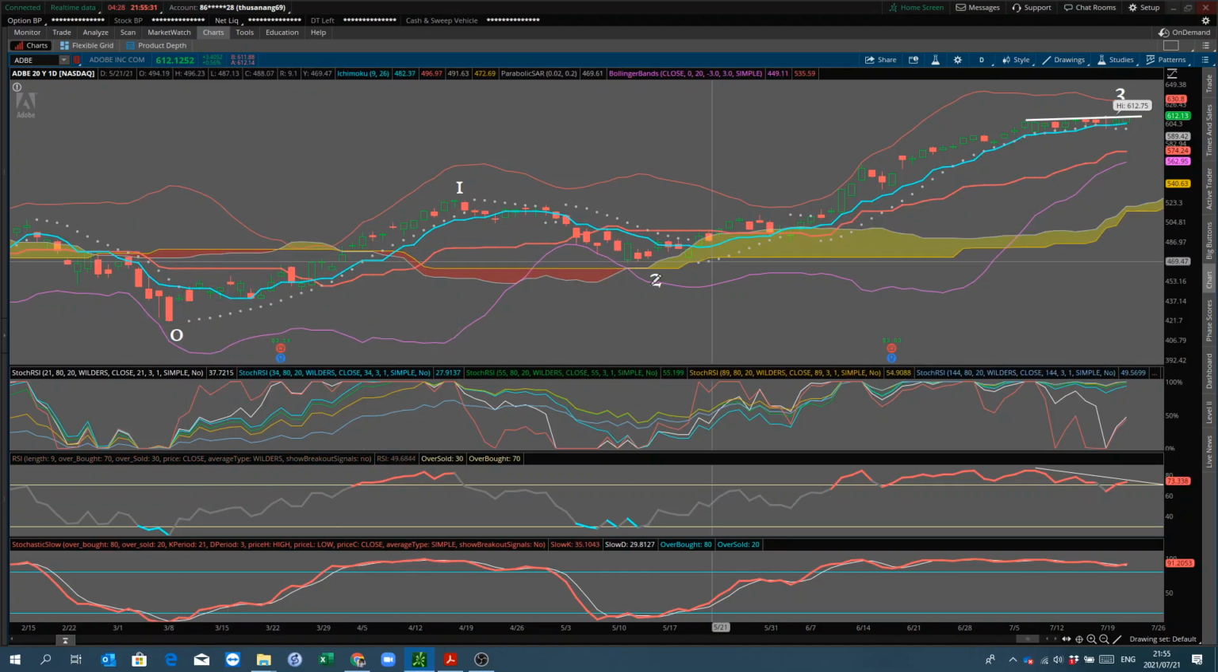Then I went 1, 2, 3. How do I decide which one is 1? I need a grouping, a change in parabolic SAR flip over, and also a break below the Kijun and the blue line. Same here, a break back above. Then on 3 there, the grouping was there, but the flip over has not happened currently.